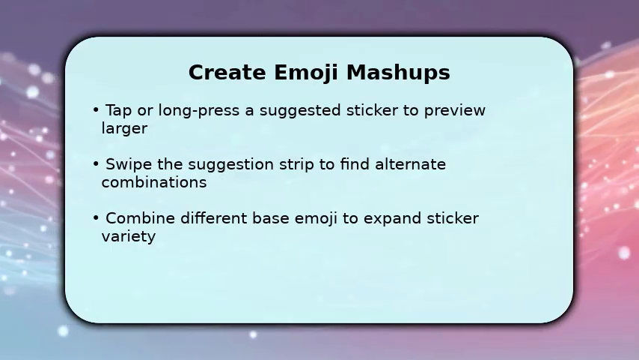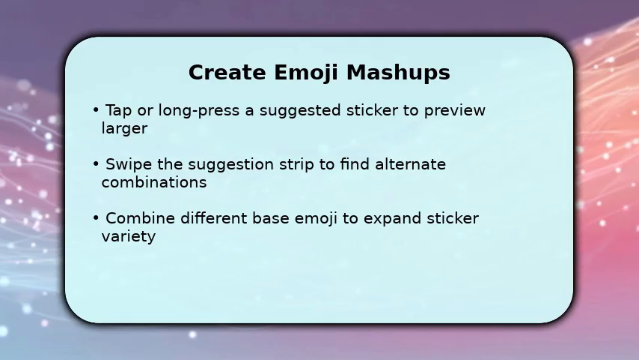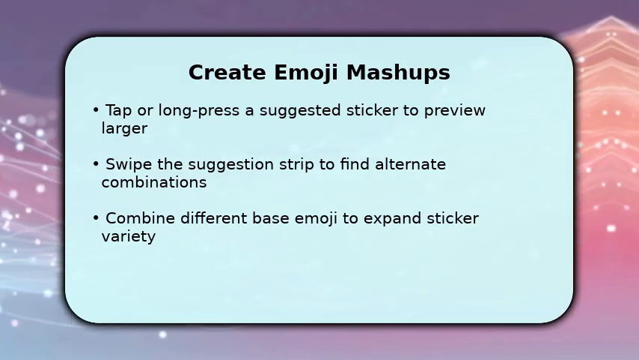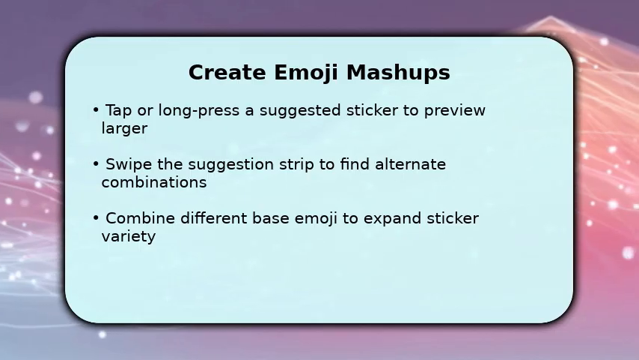After choosing the base emoji, look at the suggestion strip above the keyboard. Swipe left and right to see alternate combinations. Tap Suggestions to insert a sticker, or long press one to preview it larger before sending.